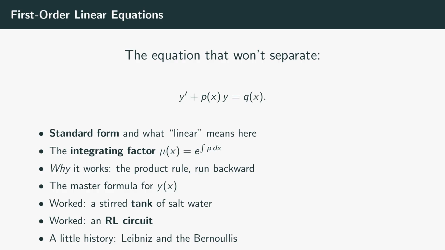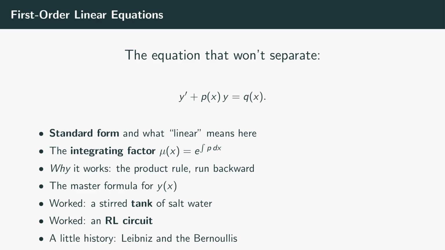In standard form, it reads y prime plus p of x times y equals q of x, where p and q are any functions of x you like. The unknown and its derivative appear only to the first power, never multiplied together, never inside a sine or a square root. That is what linear means here. But the y and the y prime are still tangled, so separation is hopeless.